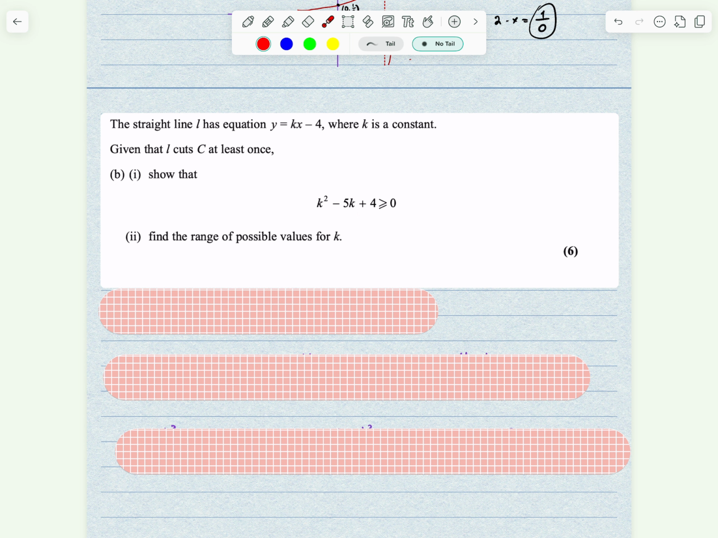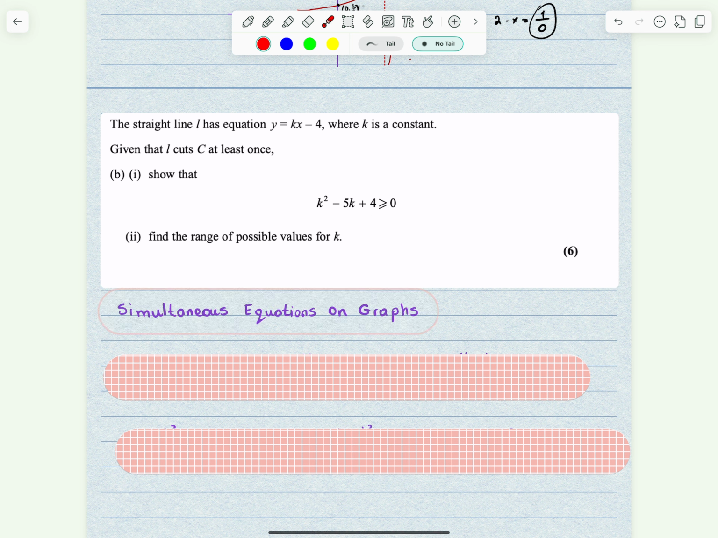So obviously, after showing the equation in terms of k is something like this, we're going to be using many things for that actually, and then we need to show that the k value solves a quadratic inequality, because we're going to be solving this quadratic inequality. That topic goes into simultaneous equations on graphs.